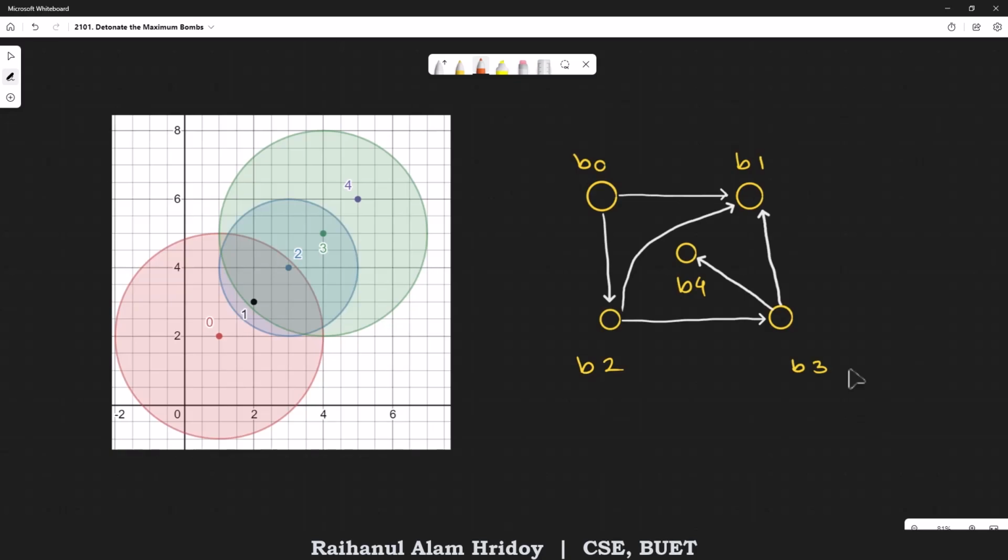Suppose we have started our journey from here, then we go to bomb 2, then from bomb 2 we can go to bomb 1, or we can go to bomb 3, then from bomb 3 we can go to bomb 4. This is like a traveling salesman type of problem, and this way we have traversed all the vertices. So this is a graph problem and a traversing type of problem.